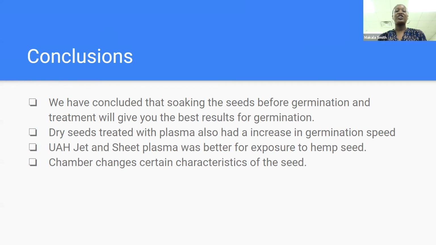We also noticed that the chamber changes certain characteristics of the seed. My partner, Alex, actually pointed out that after exposing the seed to the plasma in the chamber, it kind of does what she likes to call the turtling effect. The scarification in the seed gets more distinct when using the chamber. And that's the end of my presentation.